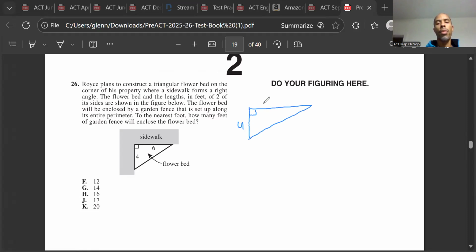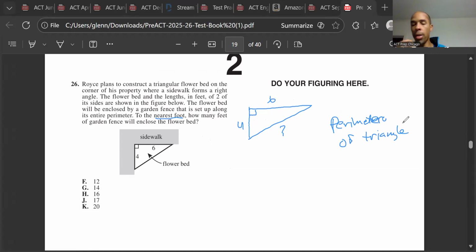So you've got four, you have six, and then this side is that. Because it says the flower bed will be enclosed by a garden fence. So enclose it, right? That means we have to close it in. So how do we get this? It says to the nearest foot, so it might be a decimal. Our feet around is our perimeter of the triangle. That's what they're asking us.